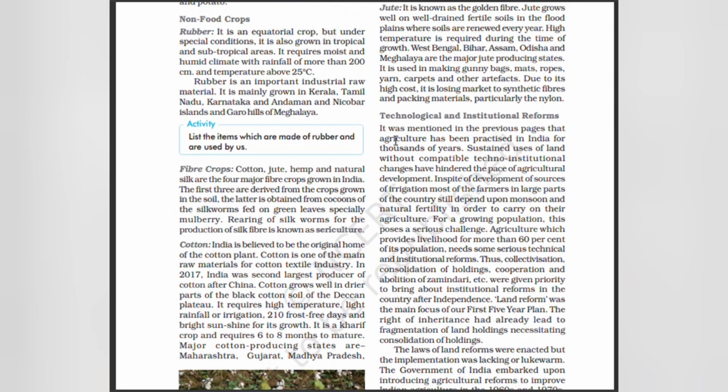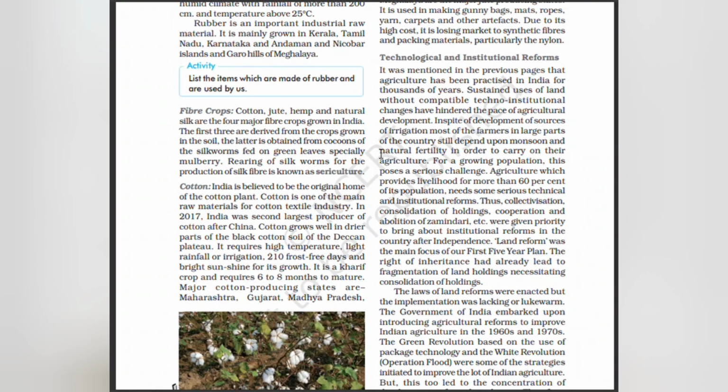Technological and institutional reforms. It was mentioned in the previous pages that agriculture has been practiced in India for thousands of years. Sustained use of land without comparable techno-institutional changes has hindered the pace of agricultural development. In spite of development of sources of irrigation, most of the farmers in large parts of the country still depend upon monsoon and natural fertility in order to carry on their agriculture. For a growing population, this poses a serious challenge. Agriculture, which provides livelihood for more than 60% of its population, needs some serious technical and institutional reforms.